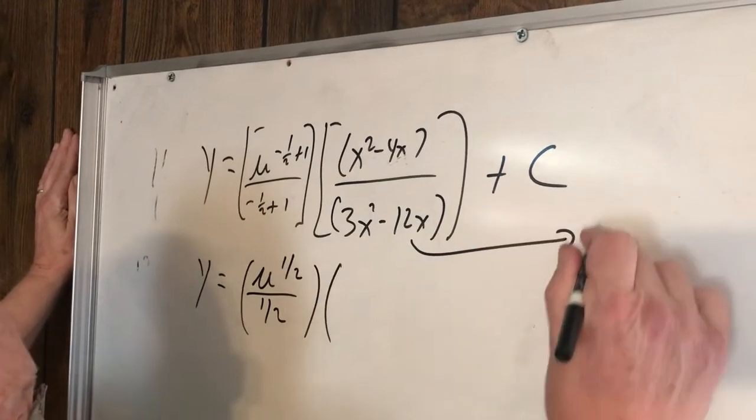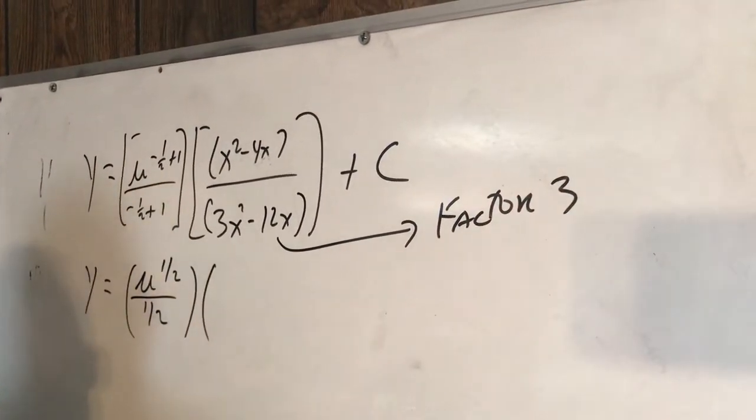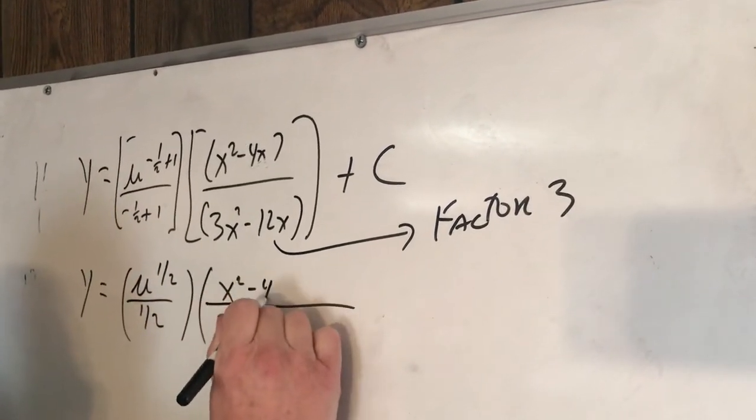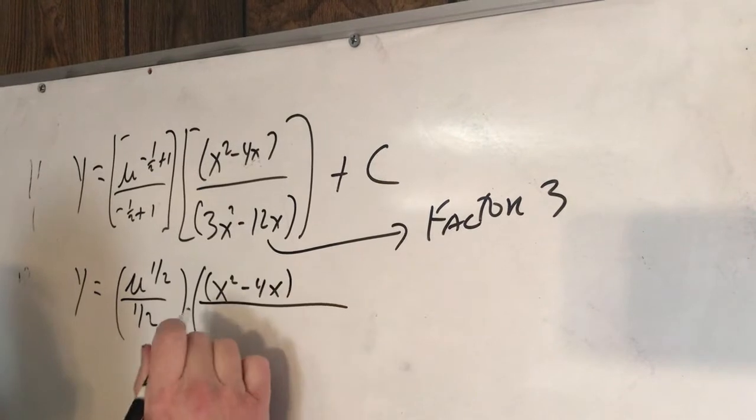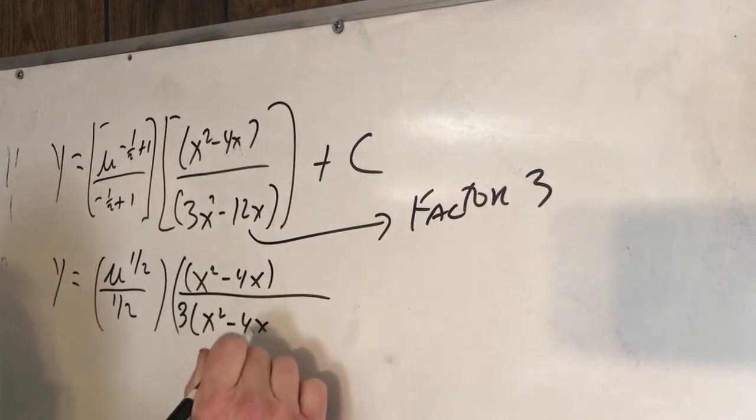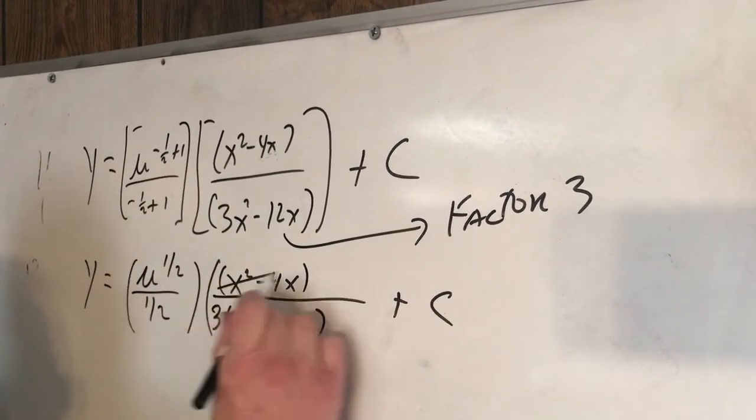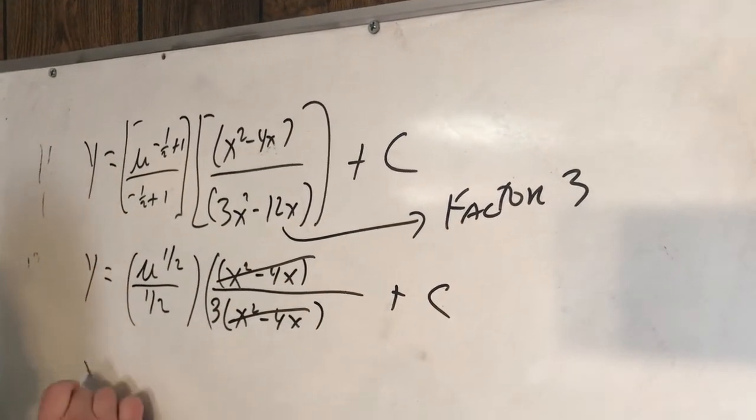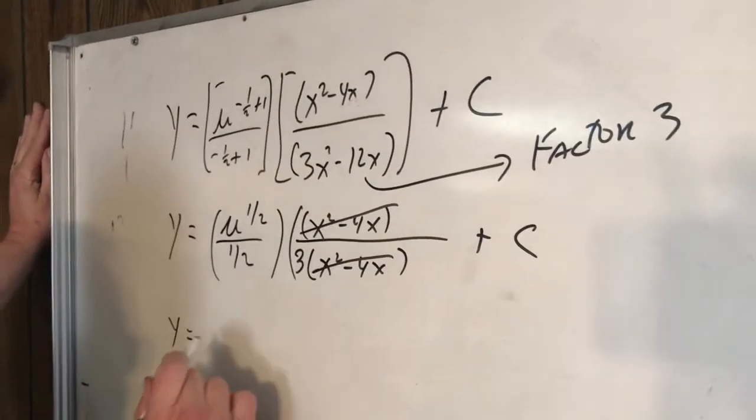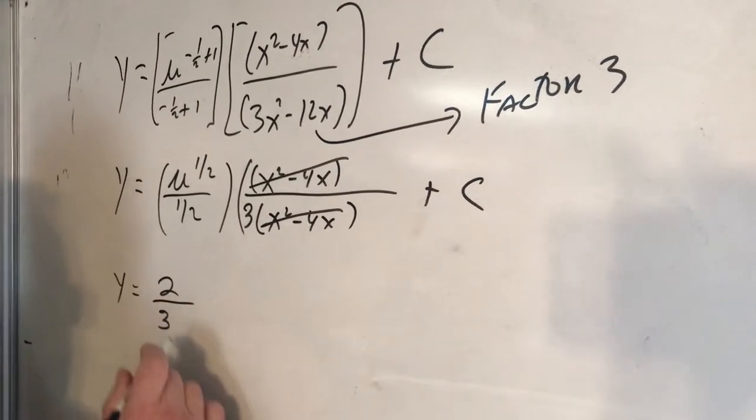Now here we have to factor out a 3. So that gives us x squared minus 4x, and factoring out a 3, 3 times x squared minus 4x, plus c. Factoring out a 3 allows us to cancel the top and the bottom. When I bring this to the top, it becomes a 2, and we have a 3 in the denominator.